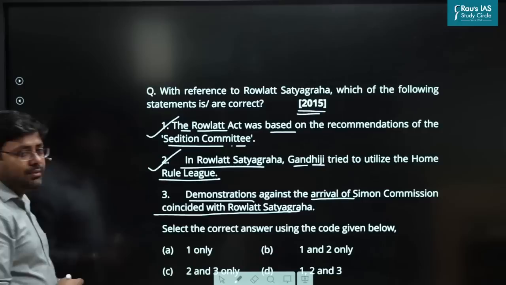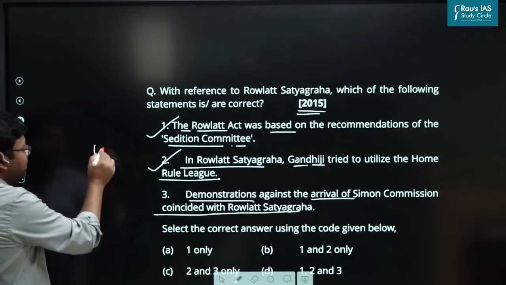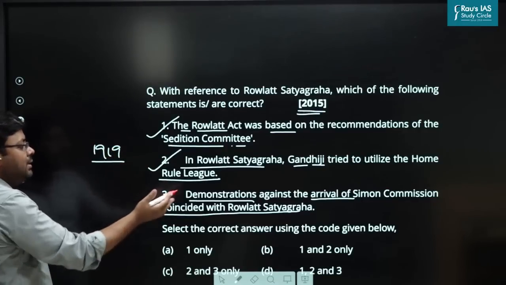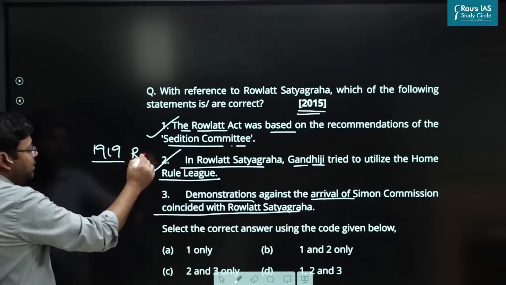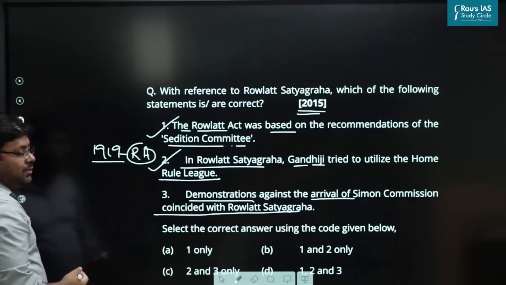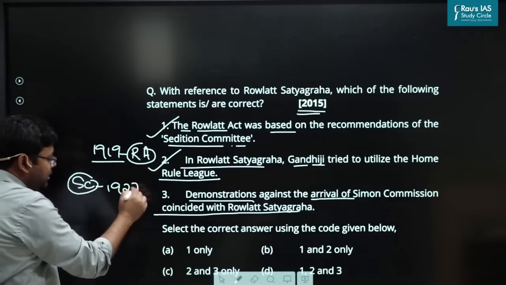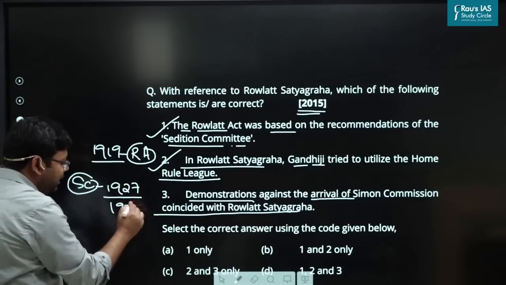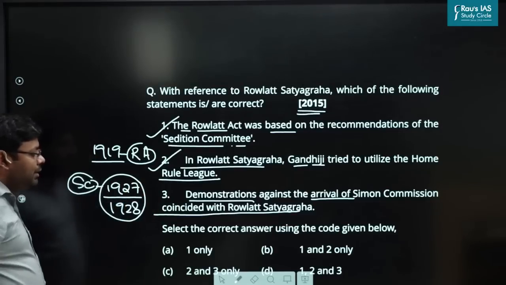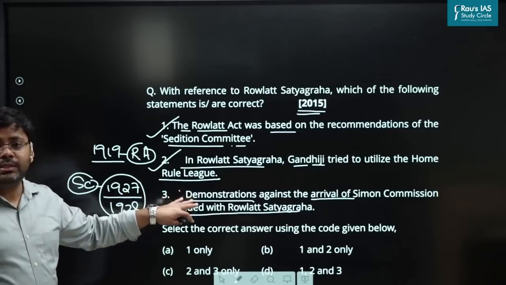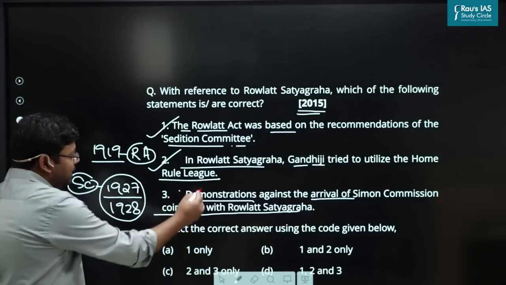Third, the demonstration against arrival of Simon Commission coincided with Rowlatt Act. This is not correct. Rowlatt Act was 1919. Simon Commission was appointed in 1927 and it came to India in 1928. It's impossible to say that the demonstrations coincided with each other. That is gone.